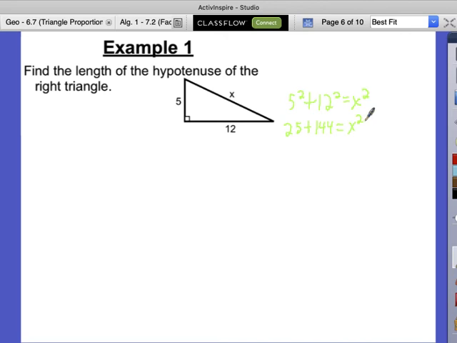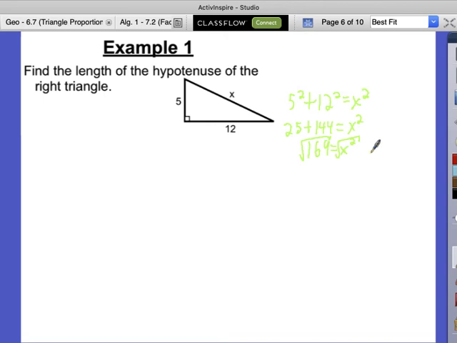So 25 plus 144 equals x squared. What is 25 plus 144? 169. 169 is equal to x squared. Okay, so now, how do we get x by itself? Remember how we undo that square? You square root both sides, because a square and a square root undo each other.